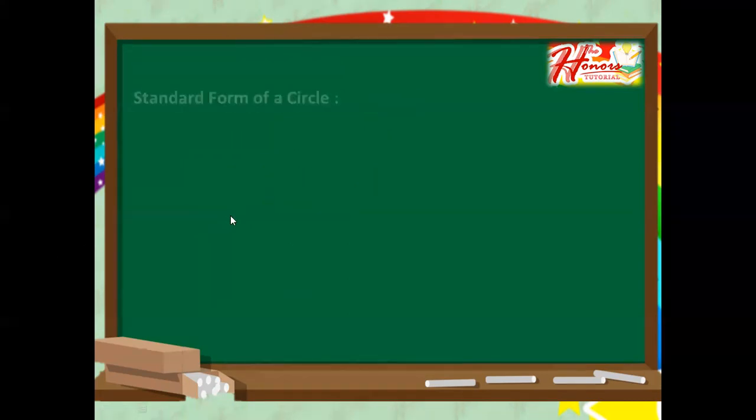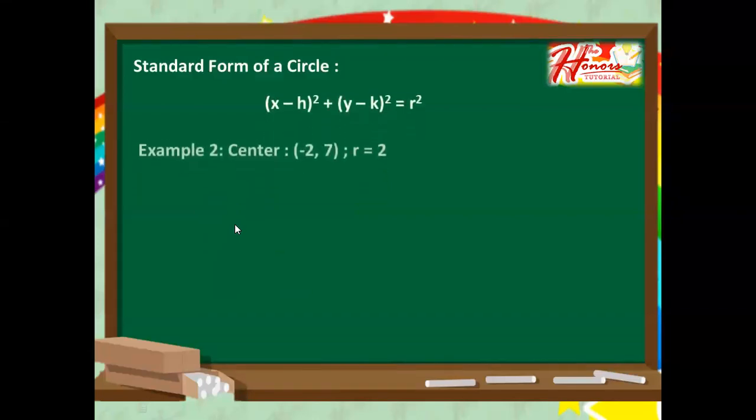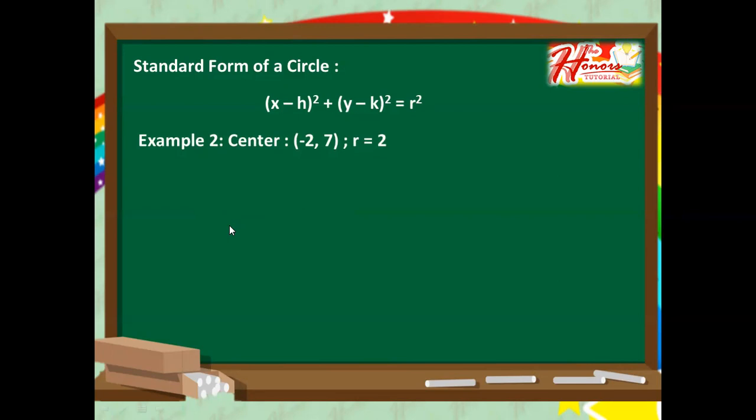Next. Example number 2, we have here the center having the coordinates of -2 and 7 and the radius of 2. So let's have our solution here. Let's write solution. And then let's copy the formula first. So we have here the quantity of x minus h raised to 2 plus the quantity of y minus k raised to 2 is equal to r squared.